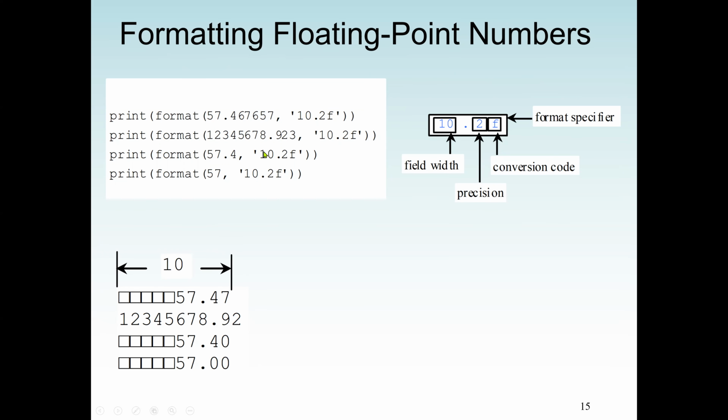We have 1, 2, 3, 4, 5, 6, 7, 8.923. But we want to make sure we have 10 digits, and the last 2 digits are decimal. So this is up to 8, then 9, 10, so it will be 0.92. Then 57.4, if it's 10 digits, we have a few characters in the front. Then we have 0.4 with 2 decimal places, so it's the same as 0.40.